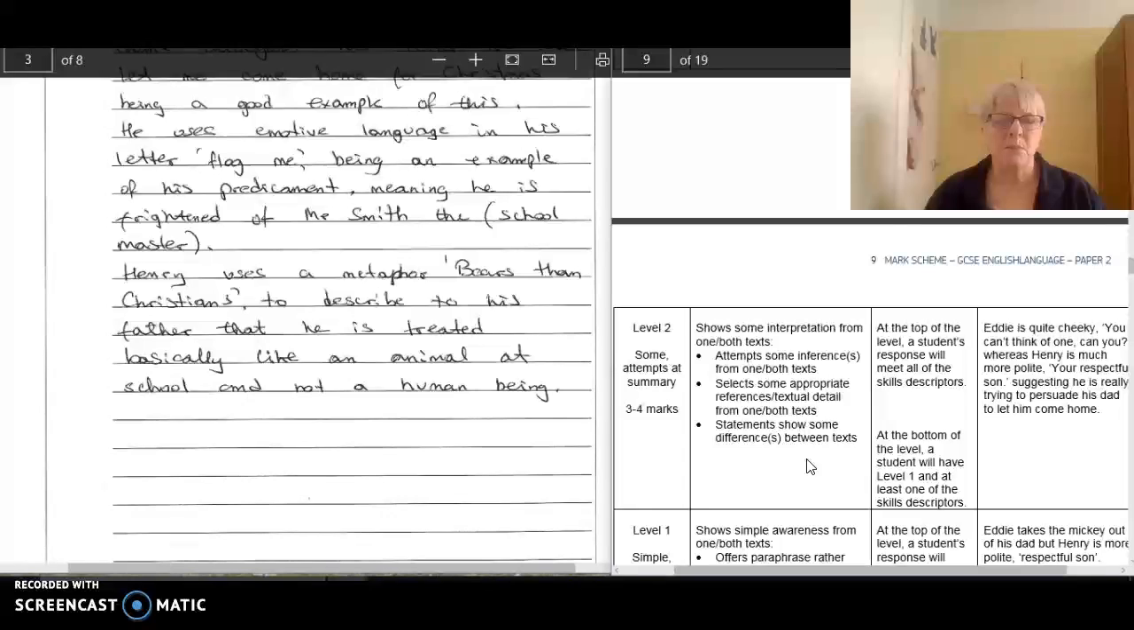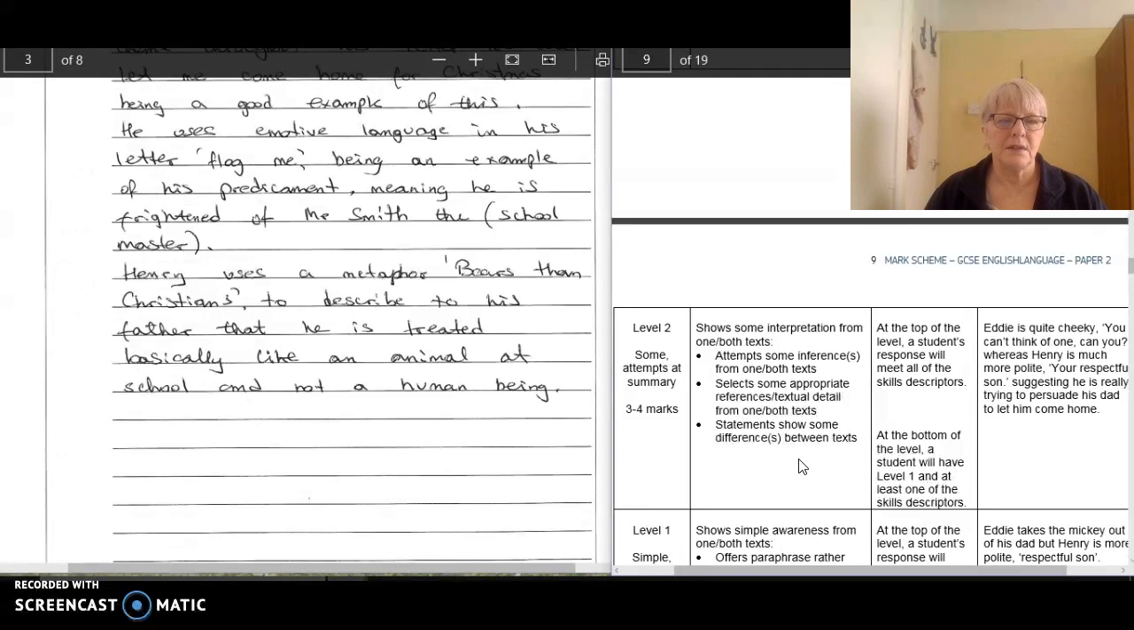So you would have scored a higher mark if you'd talked about their attitudes towards their respective fathers, the fact that Eddie jokes, so he appears to have a good relationship with his dad. You can make fun of him, which shows that there is this good close relationship between them. Whereas Henry, in his letter, is much more polite, and you could say that it's possibly a cold relationship because they've not seen each other for 2 years. So that relationship isn't as close and as friendly as Eddie's is.